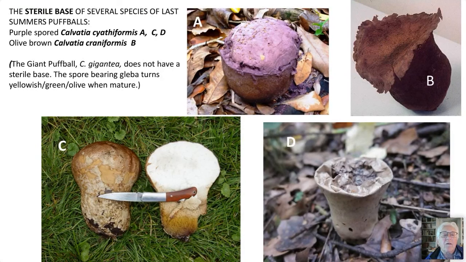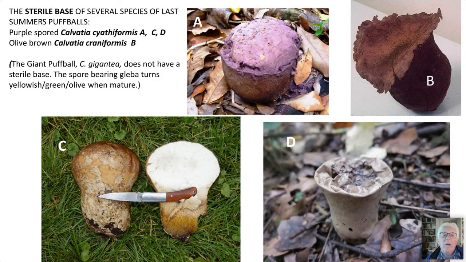In the bigger puffballs, this is Calvatia, the vase-shaped puffball. They will have the gleba, the spore mass, here. As long as it's white, they're edible. At the bottom there's a sterile base, and that will persist and it'll look like these.